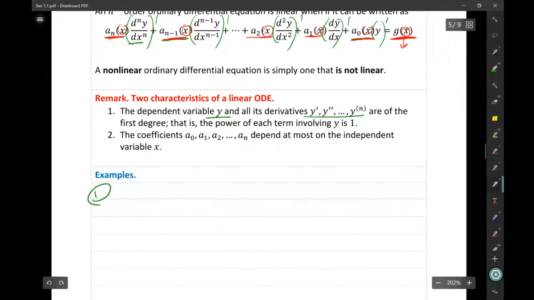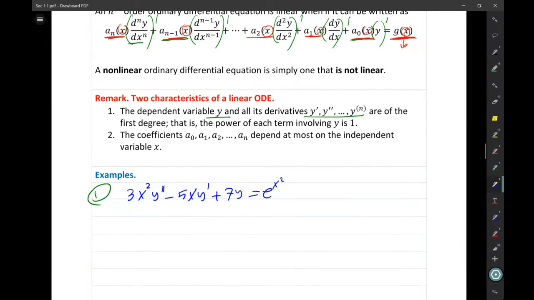Let's take the following example: 3x square y double prime minus 5xy prime plus 7y is equal to e to the power x square. Now you have to check the two conditions. We need to make sure all the coefficients are either constant or with respect to the same variable of this function, e to the power x square. Also, the power of y double prime, y prime, and y, all of them have power 1. So it is a linear equation.